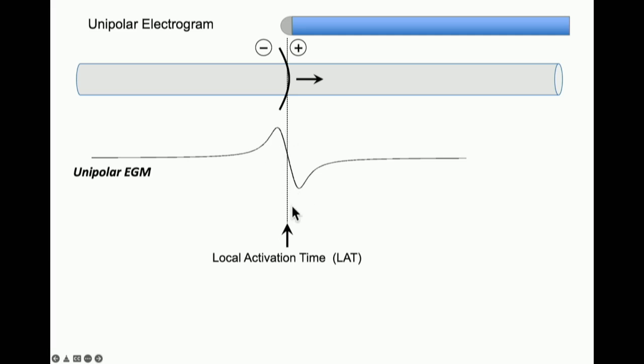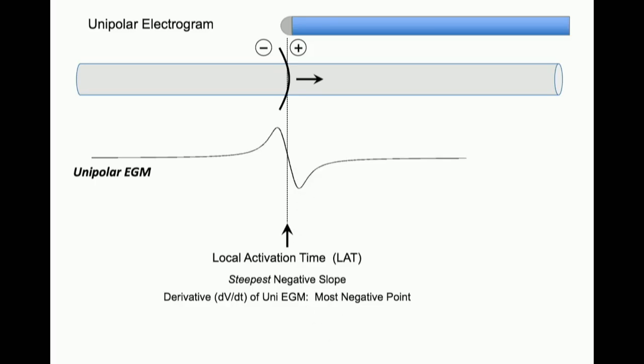So we measure the activation time at that steepest negative slope of that downstroke, and as Pascal mentioned, the mapping systems that we use that measure the activation time, they use the derivative of this curve, and the steepest downslope is going to be the most negative point on the derivative curve.